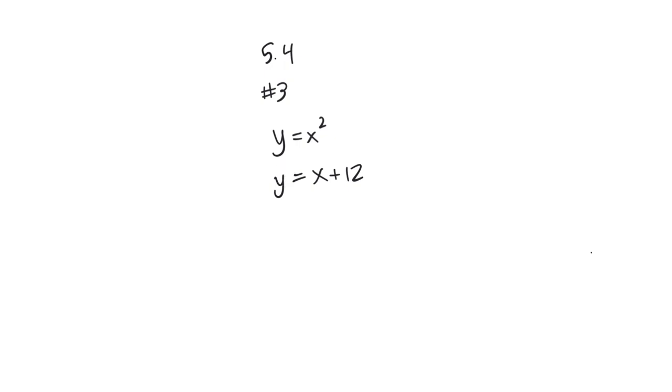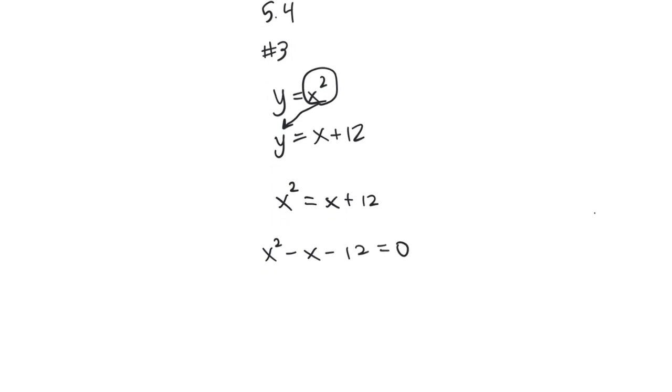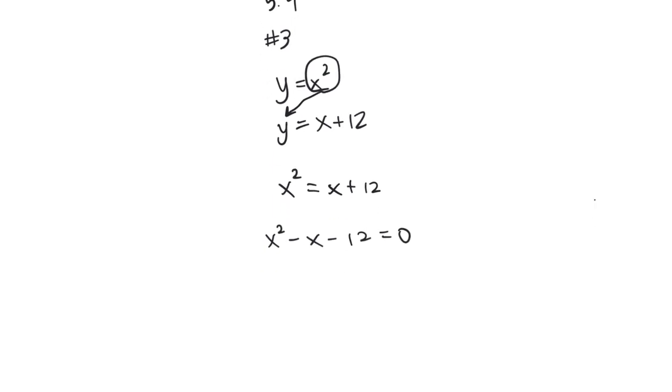So what you would do is make a substitution in there for y. So that bottom equation becomes x squared equals x plus 12. If you move all the terms to the same side as x squared, so now we factor. You get 4 and negative 3.